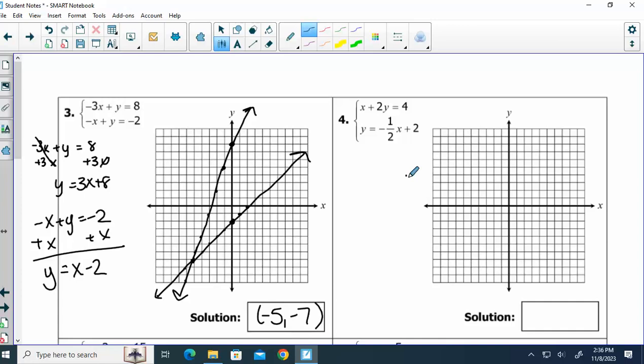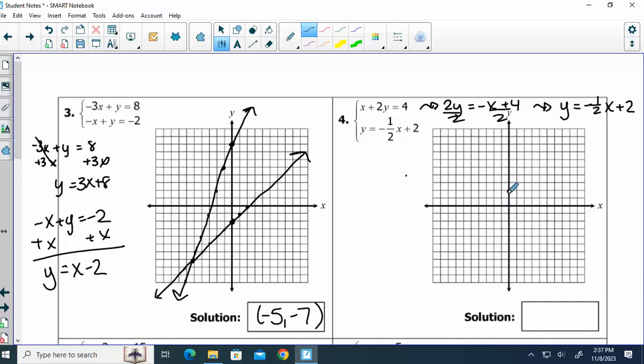All right, number 4. The first one, we have to get it in y equals mx plus b form. So what do I do to that one? So that would be 2y equals -x plus 4. And then what do we do to everything? Divide by 2. Do you guys remember doing this in that first chapter? So we get y equals -1/2 x plus 2. Okay, look at the second one. Do we have to do anything to it? No. Do you notice anything right now? They're the same.